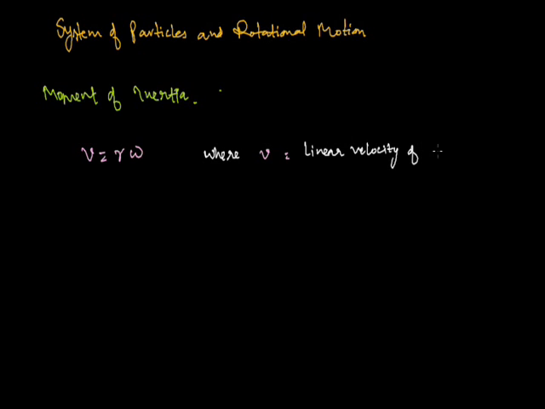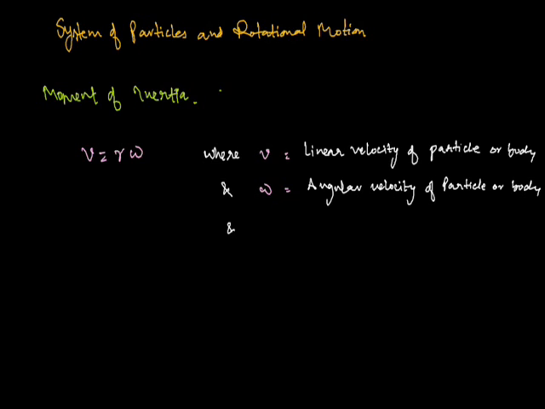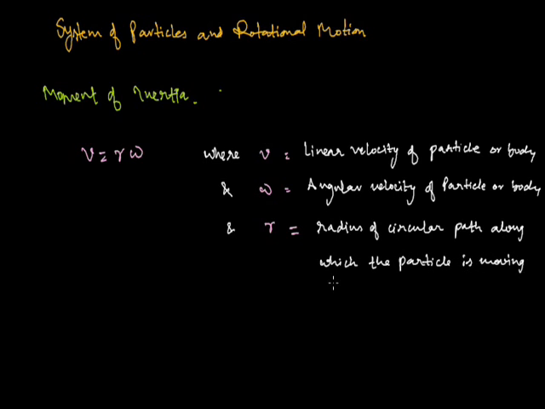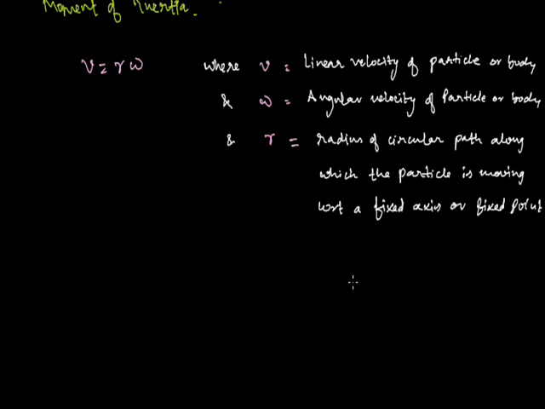V equals to R omega, where V equals to linear velocity of particle describing the circular motion or the body which is rotating about the fixed axis, and omega equals to the angular velocity of particle or body, and R equals to the radius of circular path along which the particle is moving with respect to a fixed axis or fixed point. Since the particle is in motion, we can write down for its kinetic energy.